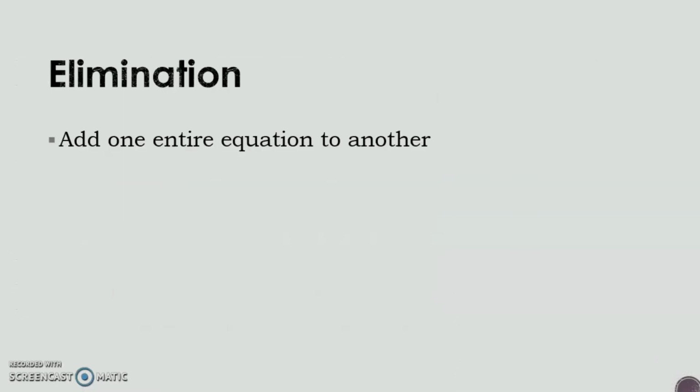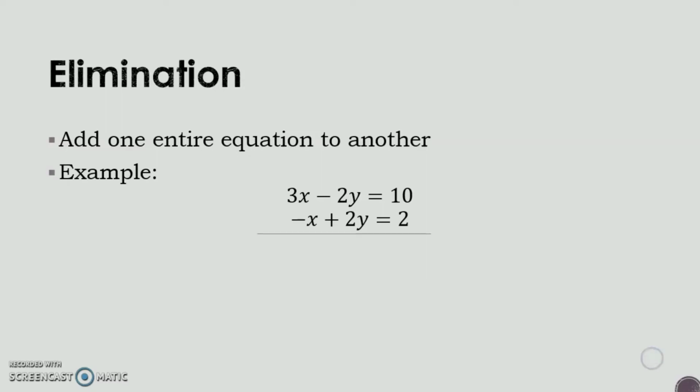Another way to solve systems is through elimination. In my opinion, this is the easier of the two methods. However, once you start practicing, you can decide for yourself. With elimination, we add one entire equation to the other. So in this example, when we add the two equations, the negative 2y and 2y cancel each other out, leaving us with 2x equals 12.